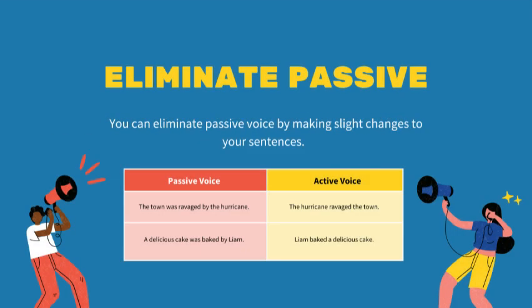So the hurricane ravaged the town. Who did the action here? You need to move that to the front of the sentence, right? To change the passive to the active. So now the hurricane would come to the front of the sentence. And then you want to make sure they are doing the action. In this case, the action is ravage. And what was ravaged? The town. So the subject now becomes the object.